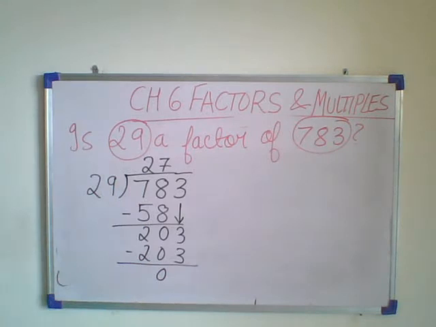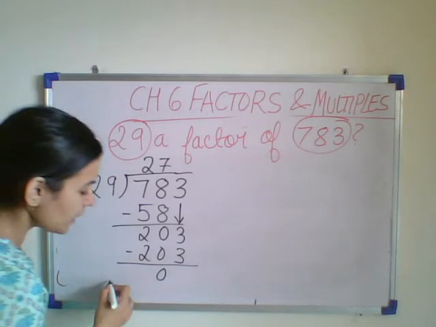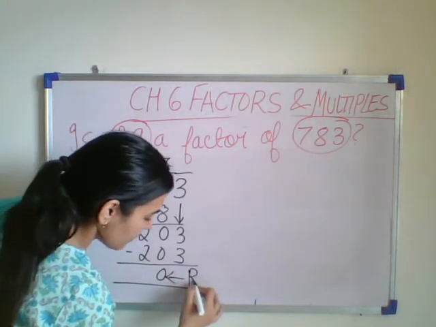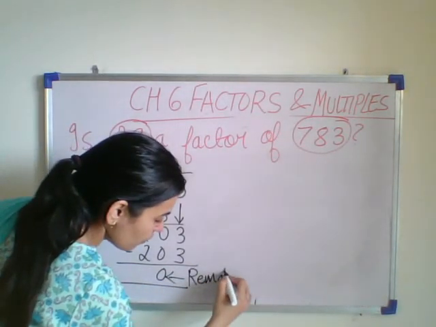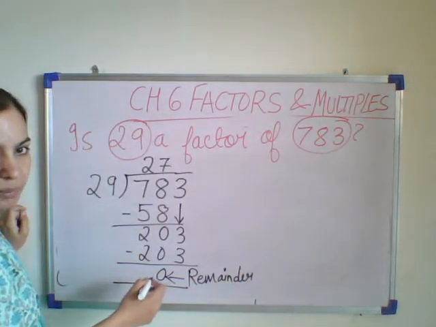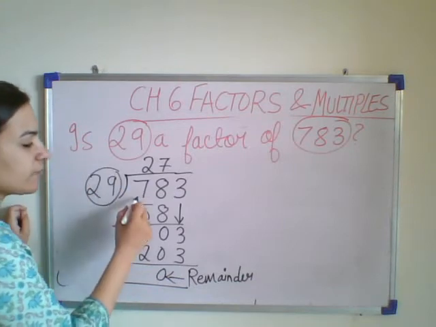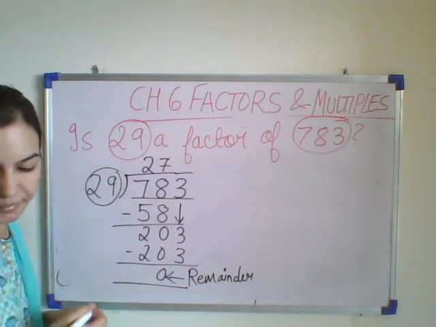So the remainder is 0. That is, 29 exactly divides 783. Whenever the remainder is 0, it means that this factor completely divides the given number.